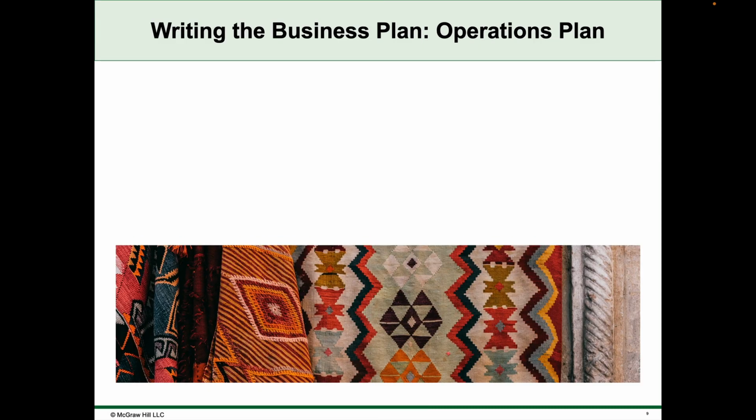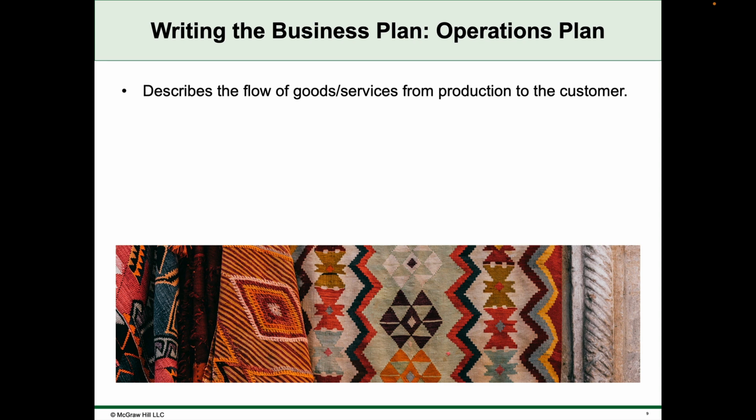The next section, however, the operations plan, everyone is going to have. This section describes the flow of goods and services from production to the customer. For manufacturers, you can include inventory, storage of your products, shipping, inventory control, customer support, so from A to Z. If it is not manufacturing, then you would need to describe the steps in completing a business transaction. So if your business has to do with ordering online or ordering on the phone, then you need to describe all of that step by step. How is your service or your product going to get to the customer?